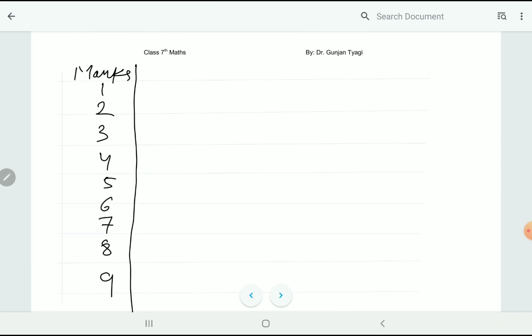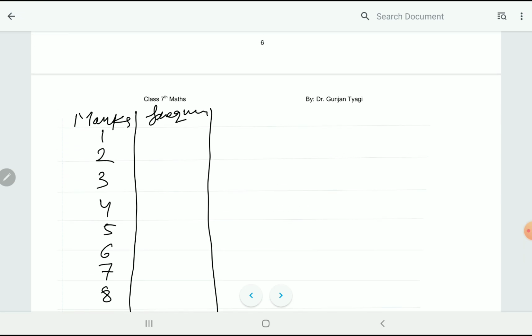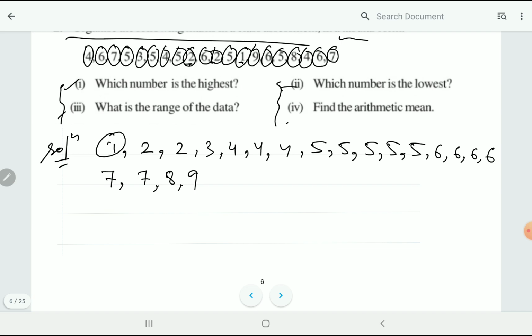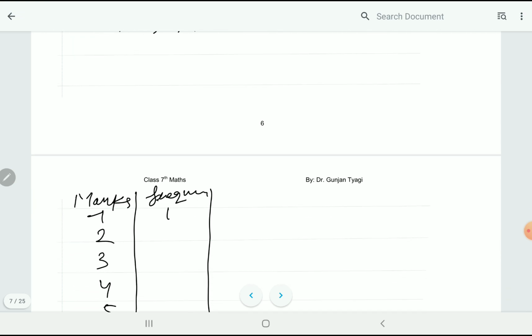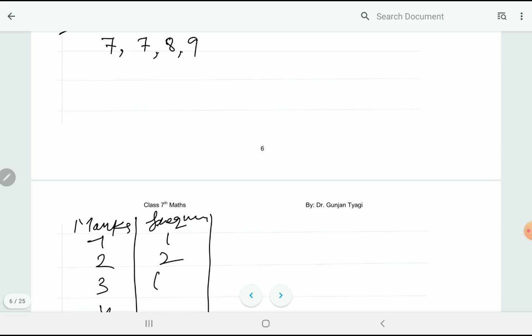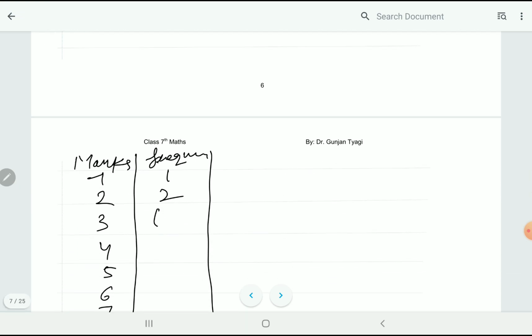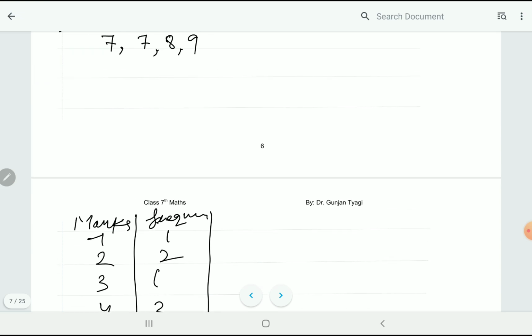After marks, I will write the frequency. What is the frequency? Frequency is the repetition of a particular number. Like 1 is only one time, so the frequency of 1 is 1. 2 is 2 times, so the frequency of 2 is 2. Frequency of 3 is again 1. Frequency of 4 is 3. Frequency of 5 is 5. Frequency of 6 is 4.